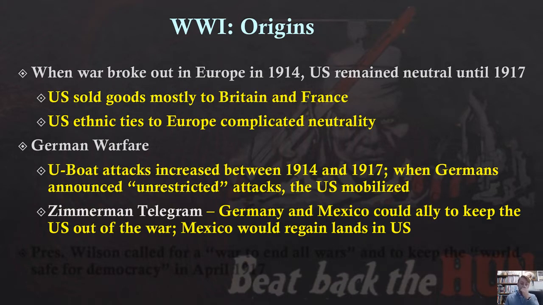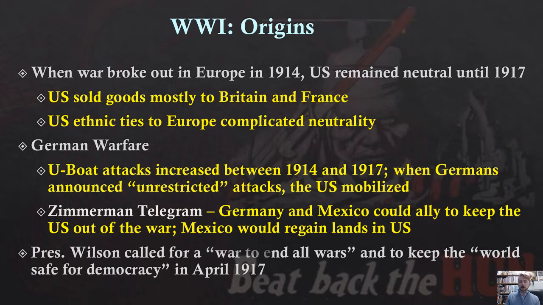But also, you may have learned last year, it's the Zimmermann Note or the Zimmermann Telegram, where the U.S. learns that Germany and Mexico would form an alliance where Mexico would attack the U.S. and regain lands in America in a bid to sort of keep the Americans from helping the war effort in Europe. So you probably learned that April 1917, the United States declared war.